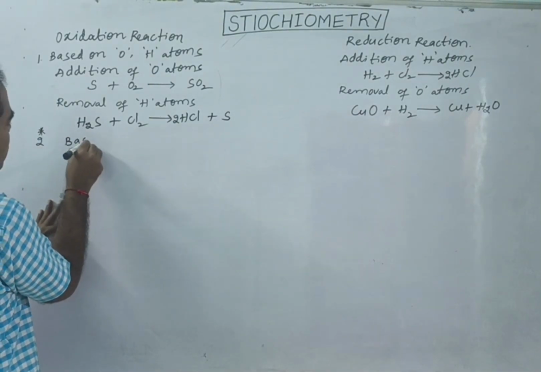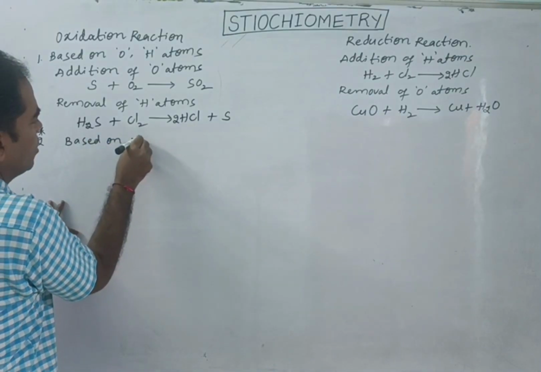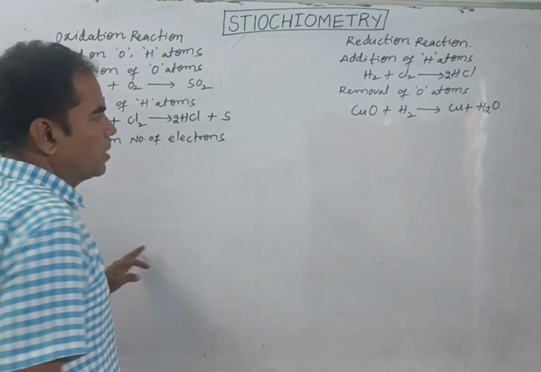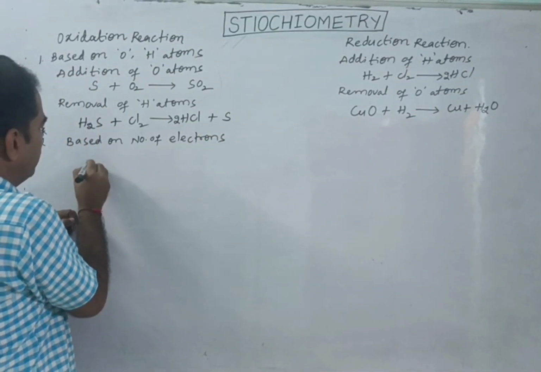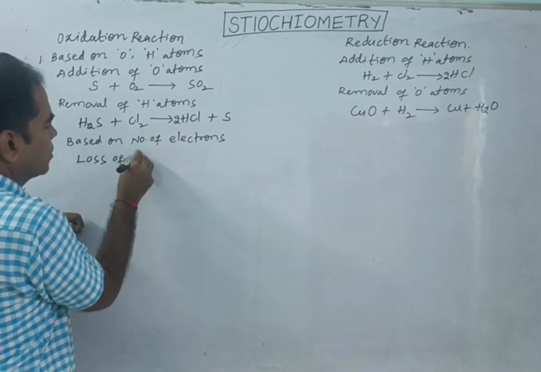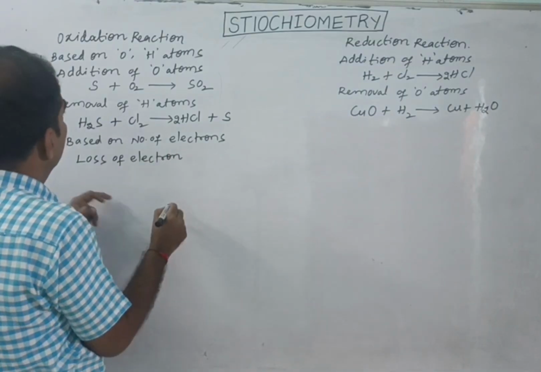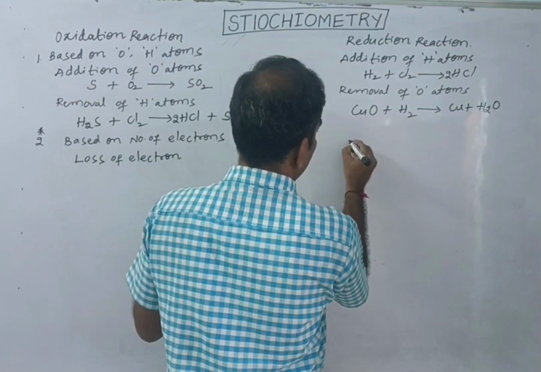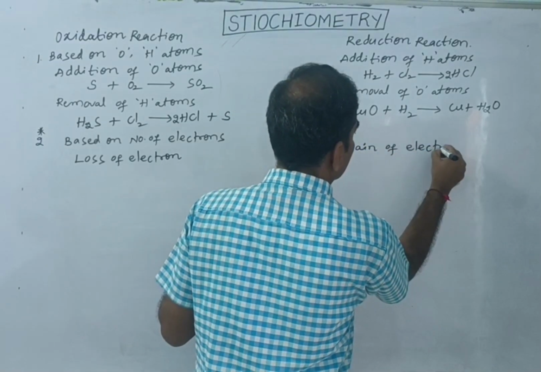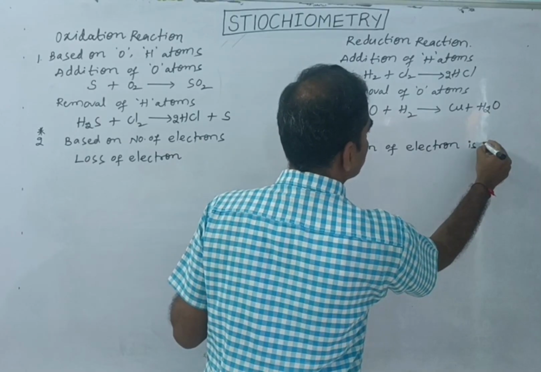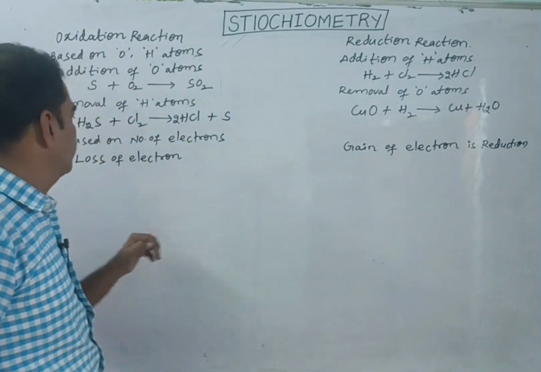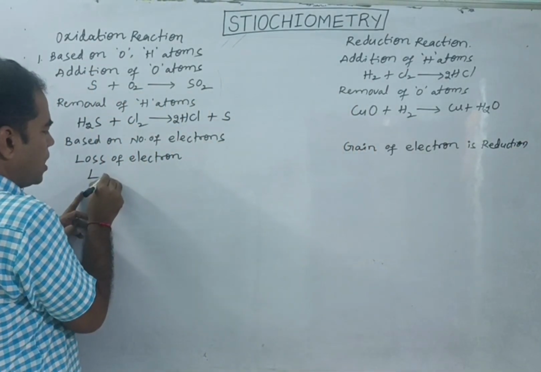Based on number of electrons. Based on number of electrons in a species. For example, see, loss of electron. Loss of electron is an oxidation. Here gain of electron is reduction, right? Gain of electron.